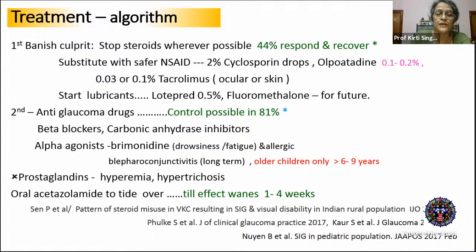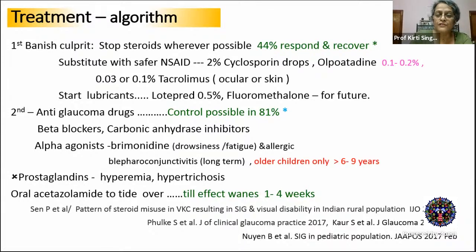However, in the Chitrakoot study, they found 64% patients who required surgery. So it varies on the severity of glaucoma. The first line drugs are beta blockers or carbonic anhydrase inhibitors. Try to avoid alpha agonist in young children, and they can also cause more allergies, so avoid it in VKC patients. Prostaglandins will cause hyperemia and hypertrichosis in children, so they will not be the first line drugs.